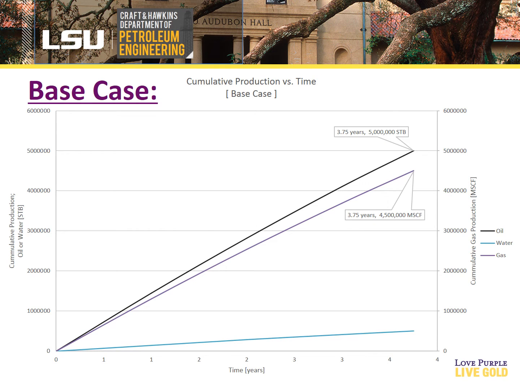Here we're looking at the cumulative production versus time of the base case scenario. As you can see from the graph, the black line is oil, and we produced the full 5 million stock tank barrels of oil in 3.75 years, as well as 4.5 million MSCF of gas and 500,000 stock tank barrels of water.